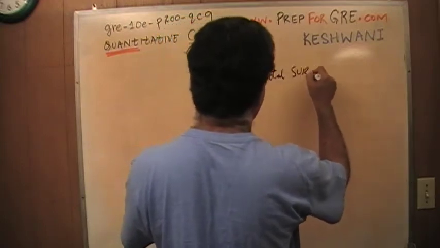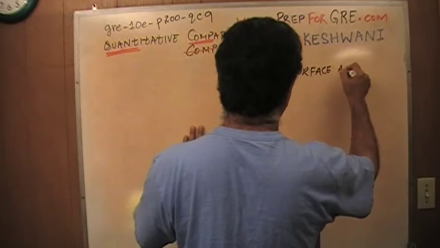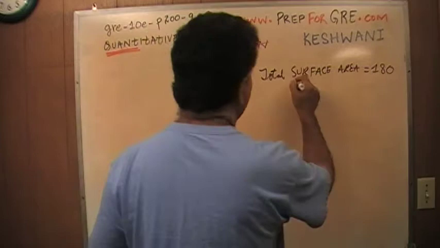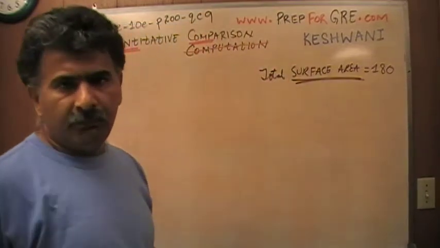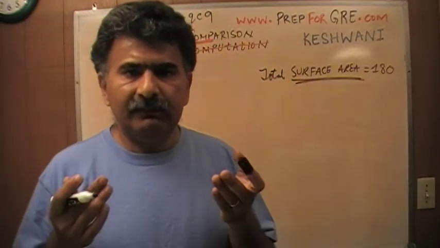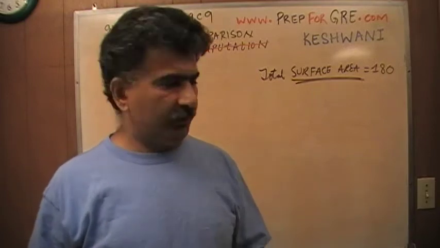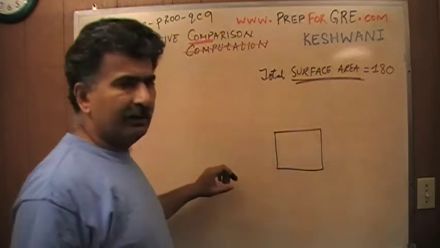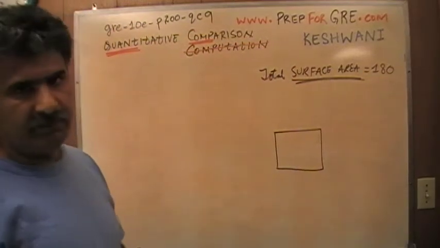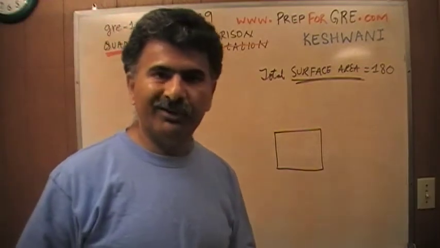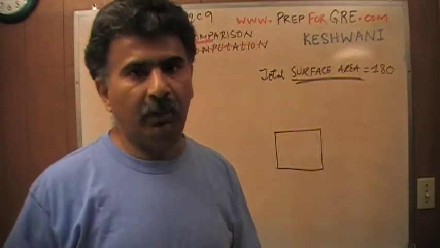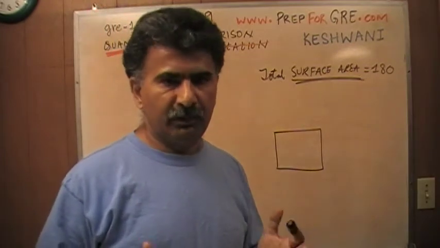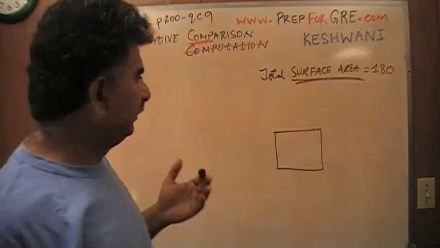Total surface area is 150. What does it mean, surface area? Surface area means exactly what it says. It means area on the surface. So if you look at the cube, one characteristic of the cube is that all the sides are equal. If all the sides were not equal, it would be referred to as a rectangular box. A rectangular box, that's what it will be called. If it's a cube, all sides have to be equal.